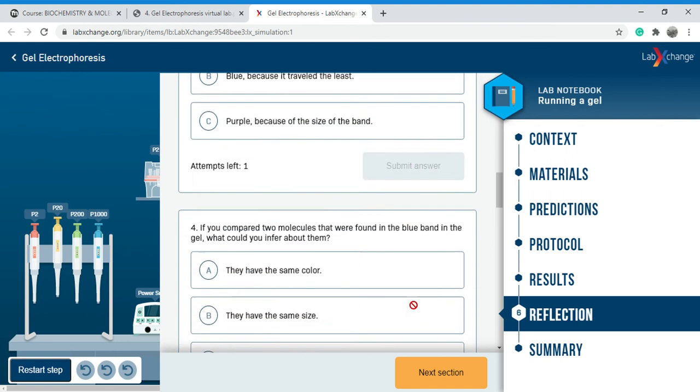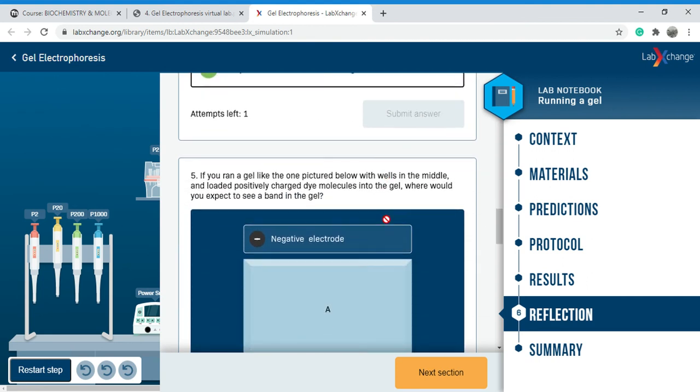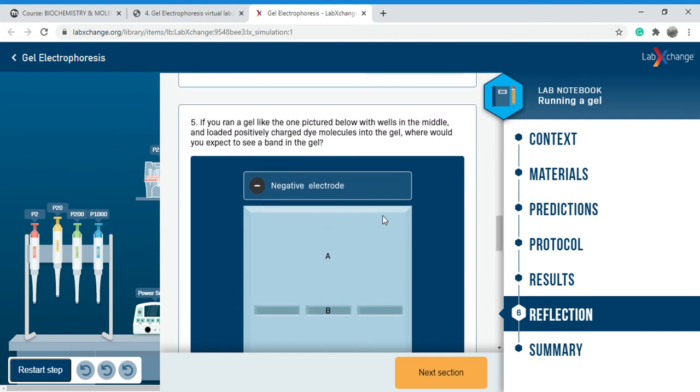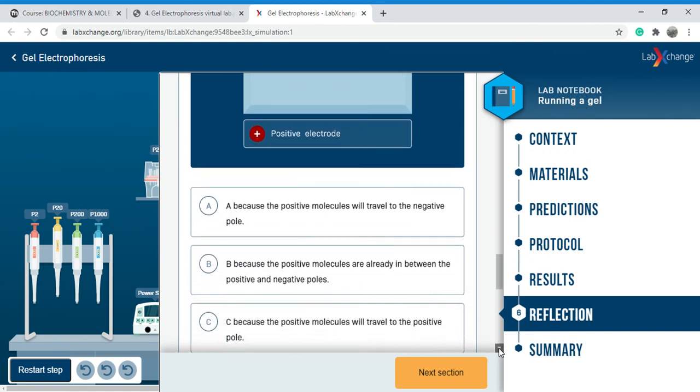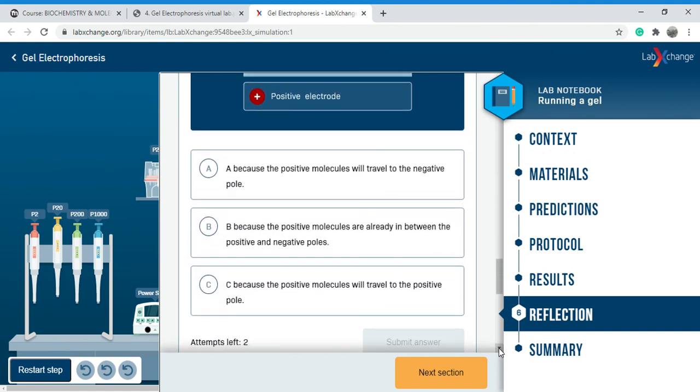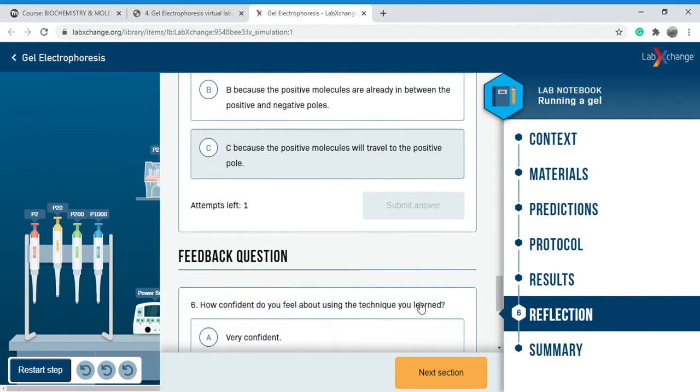Submit. Number 4, if you compare two molecules that were found in blue bands, what can you infer about them? They have the same size and charge. Number 5, if you run a gel like the one pictured below, with the wells in the middle, and load a positively charged molecule into the gel, where would you expect this molecule to move? These would move into A because the positive molecule will travel to the negative pole.